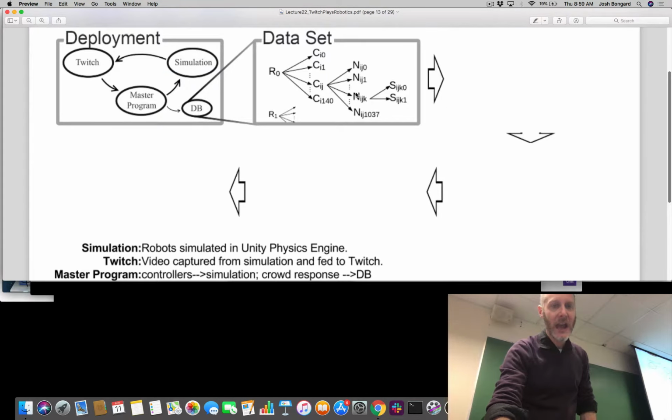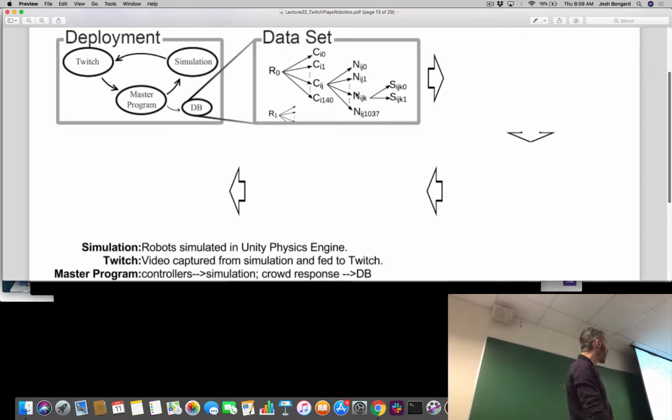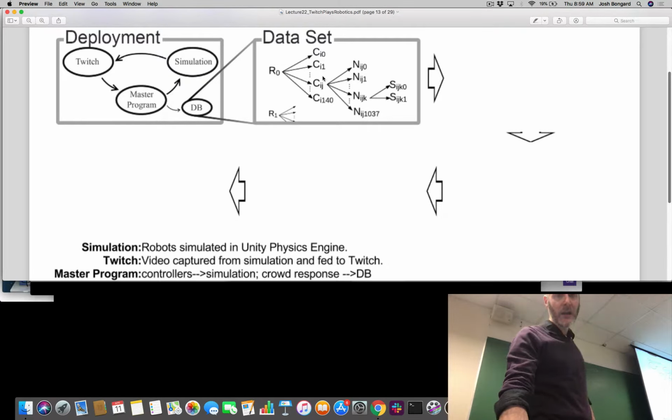So as I mentioned, we had 2 robots, the worm robot R sub 0 and the quadrupedal robot R sub 1. For each robot, it heard a series of commands C. So any command Cij was the jth command issued to the ith robot. So C02 would be the 3rd command issued to the worm robot. So far, so good? Okay.